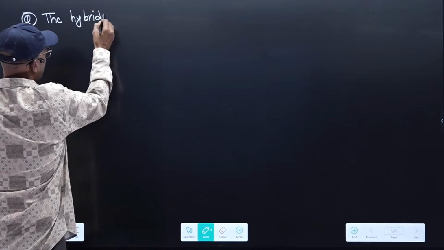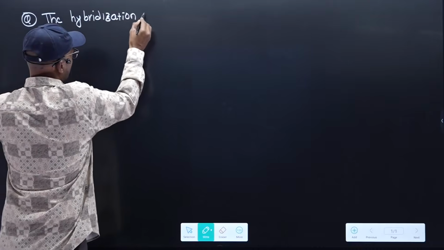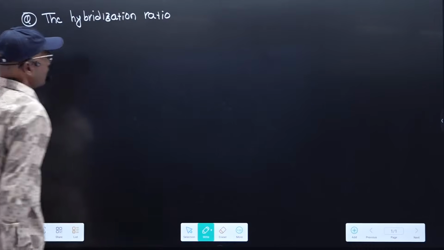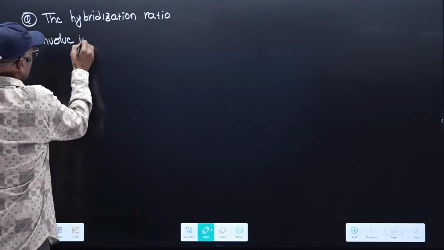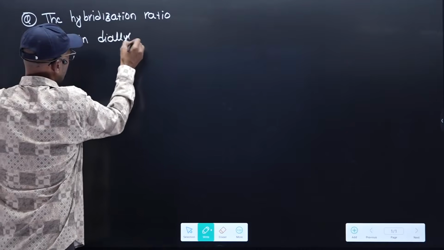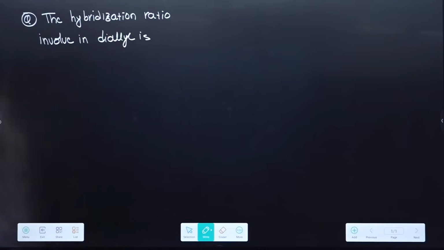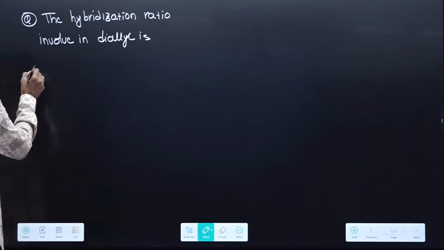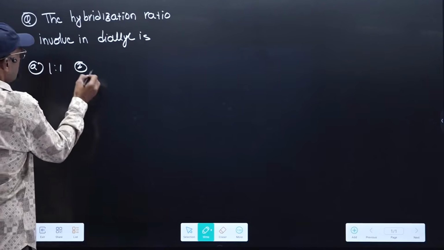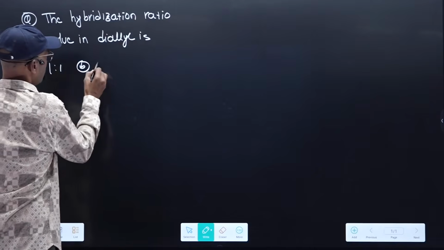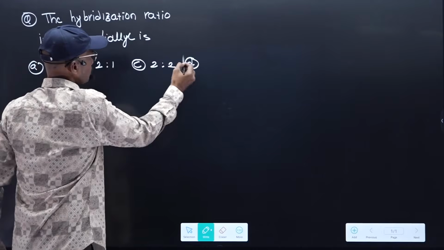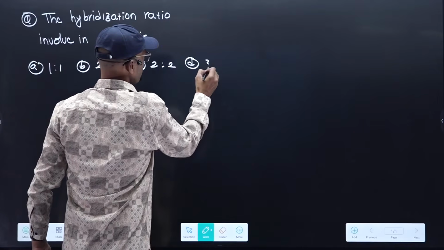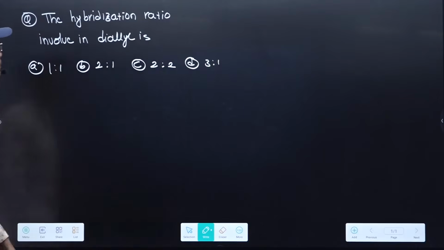The hybridization ratio involving diallyl is, what is the hybridization ratio involving diallyl? Option A, 1:1, B, 2:1, C, 2:2, option D, 3:1. What is the hybridization ratio involving diallyl?